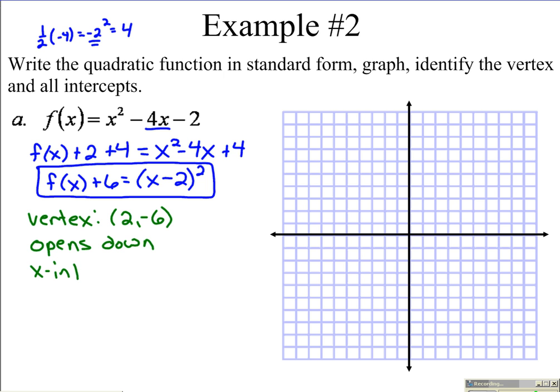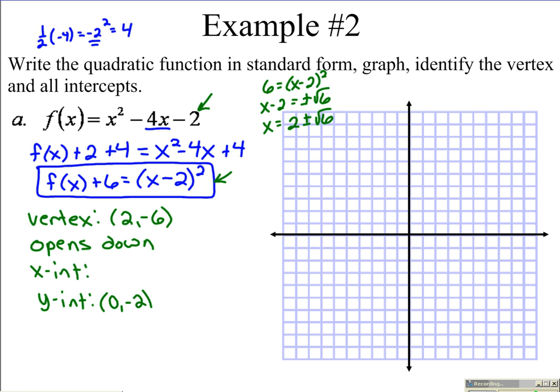X-intercept and y-intercept. Y-intercept is going to be easiest to plug into the top equation here. If I put 0 in for x, we get out -2. X-intercept, it's easiest to plug in into your standard form. So if I plug in right there and I put 0 in for f of x or y, we get 6 equals x minus 2 squared. Take the square root of both sides. We get x equals 2 plus or minus root 6. Those are the exact values of our x-intercepts.